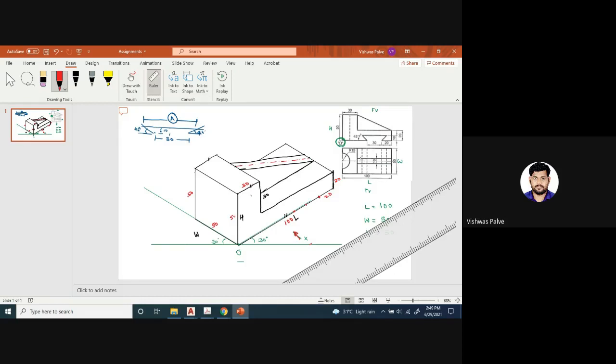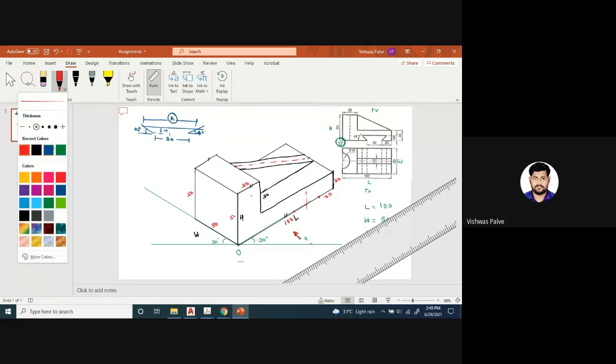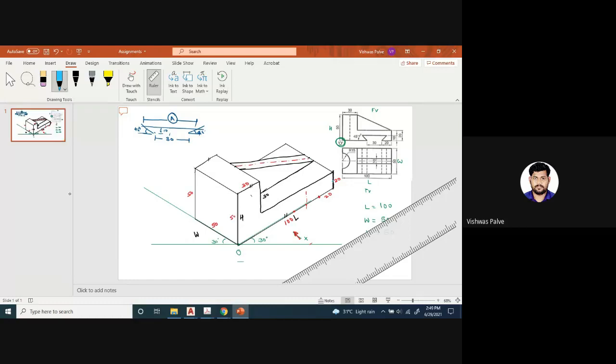Then you can locate the midpoint of that. Then you can draw an axis, just a vertical line, with the help of a faint projection line. With the help of the faint projection line, take 10 millimeter and draw a 10 millimeter parallel line.